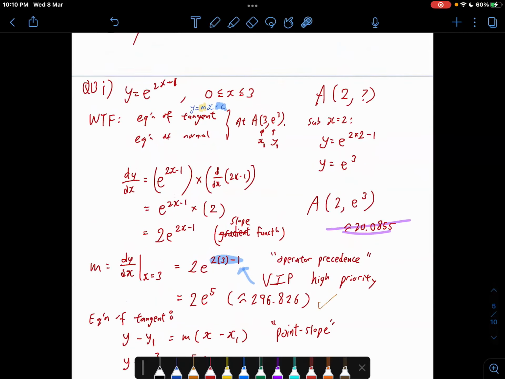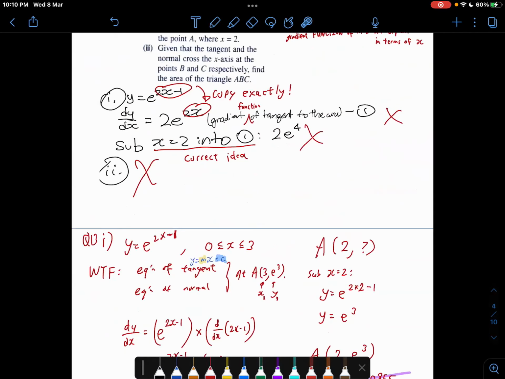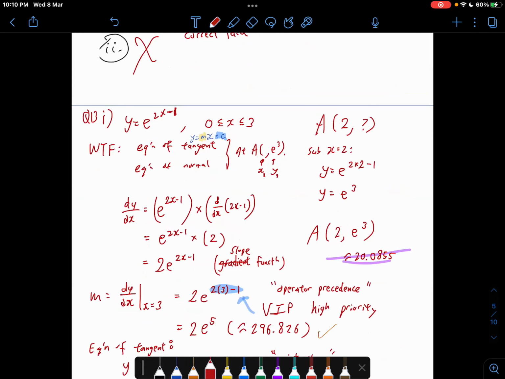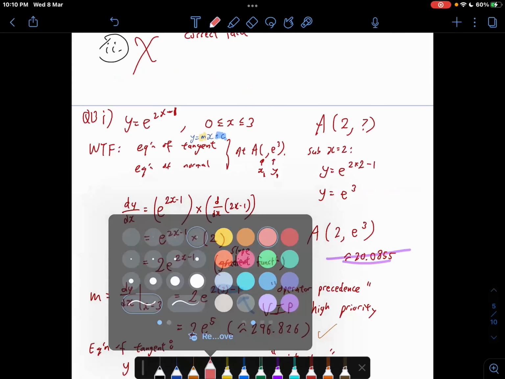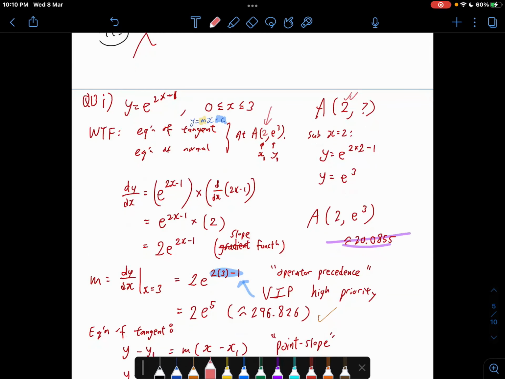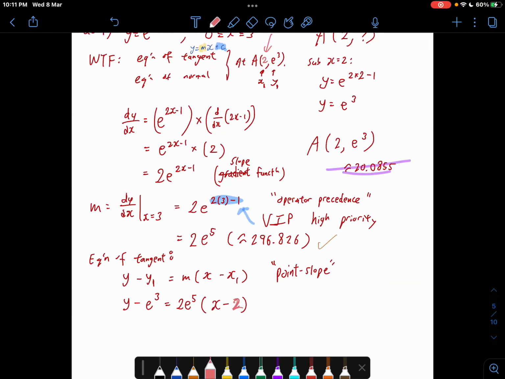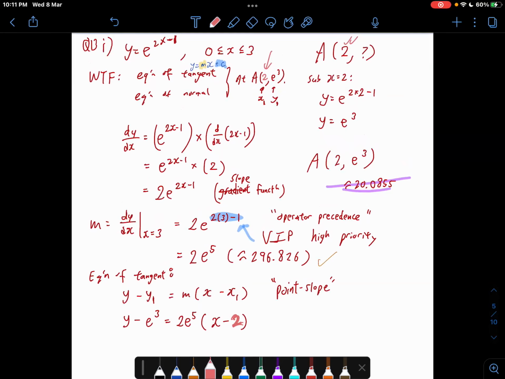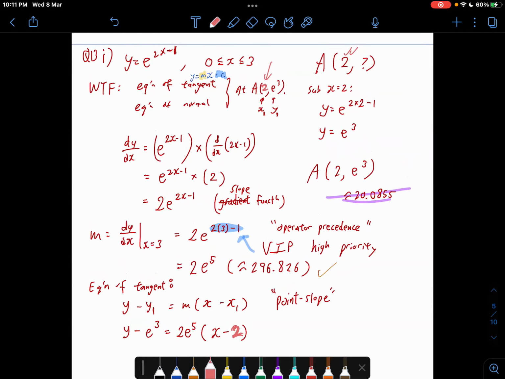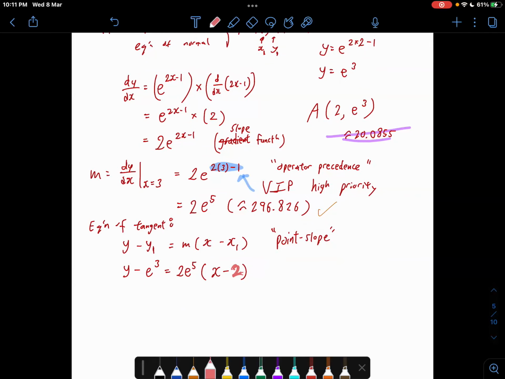Hey, no, I was wrong. Let me see. Point A is x equal to 2. I made a mistake. I'm so sorry. This should be a 2. You're right. Yes, it's a 2. I made a mistake. Let me change that. It should be a 2, not a 3. Okay, carry on. And actually, you're done. This is the answer already. Just have to rewrite it nicely.